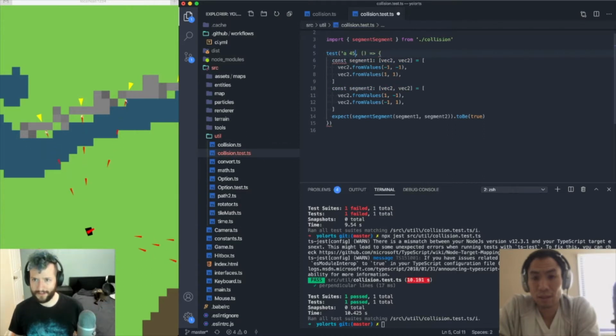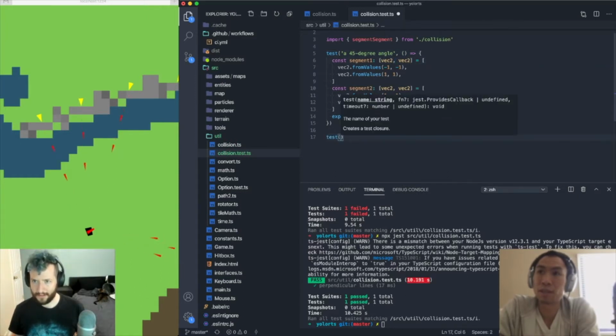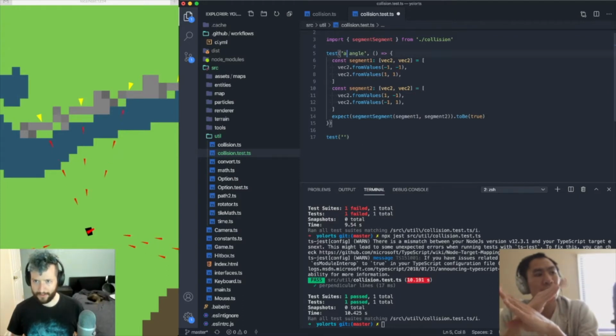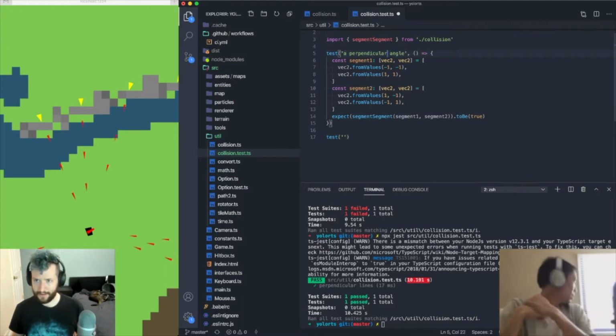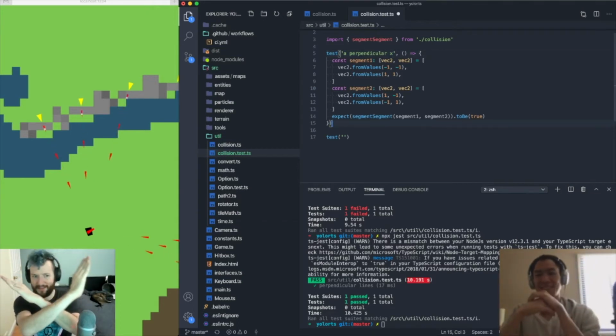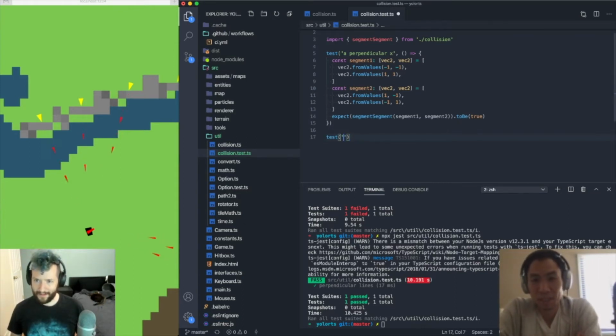45-degree angle. Yeah, and they're still perpendicular to each other, right? Oh, that's true. A perpendicular X. Wait, are they? I'm not sure if that's true. Yeah, okay, it should just be the 45-degree rotation. So really, this is test: perpendicular to X.